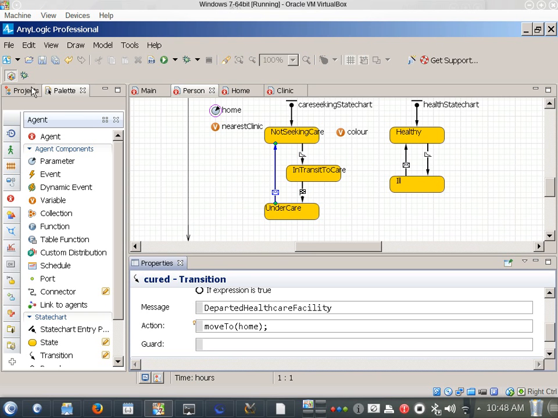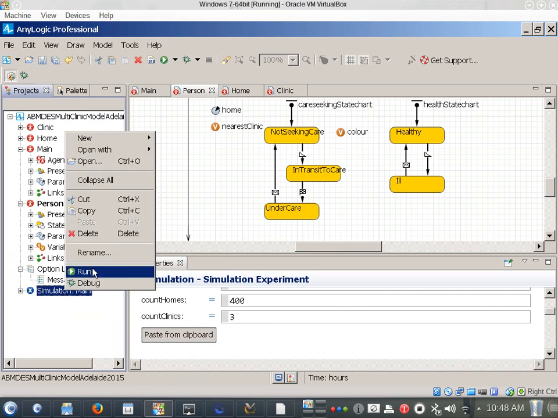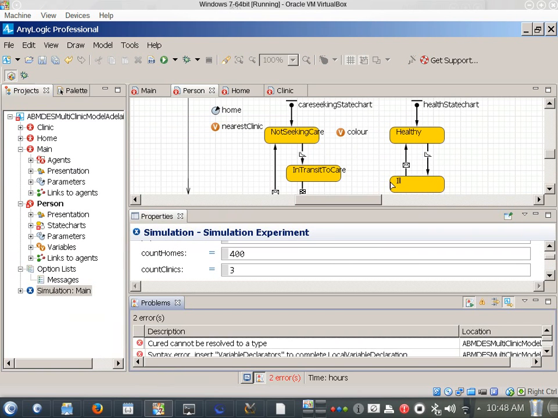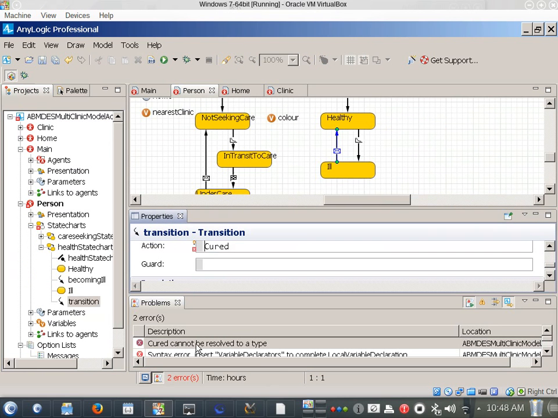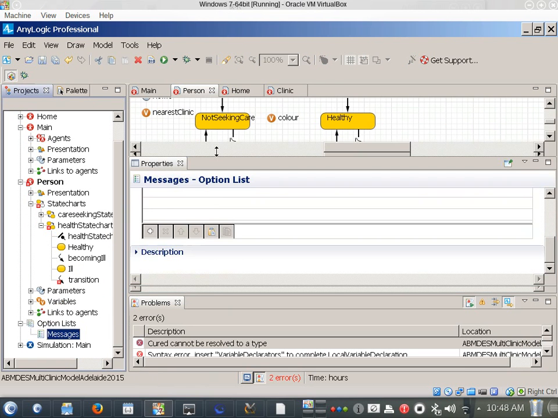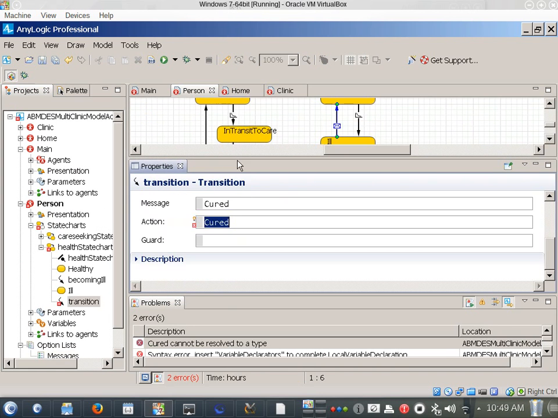So we're most of the way done with this model, but we have the hybrid part still to go. The one right here, it says ill. Okay, cured. Messages should be cured. Oh, I see, I probably entered it wrong. Yeah, of course. Okay.